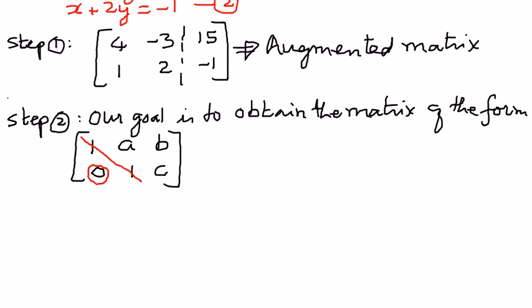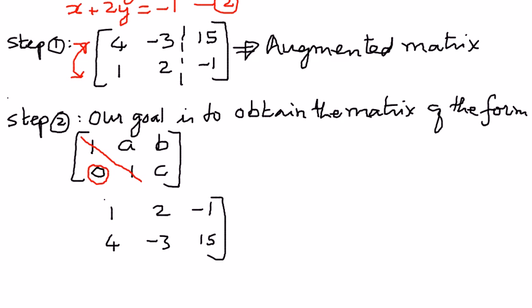We're going to look at the augmented matrix and interchange row 1 and row 2. To do that, we're going to write row 2 as row 1 now, like this: 1 2 -1, and then row 1 becomes row 2, that will be 4 -3 15.